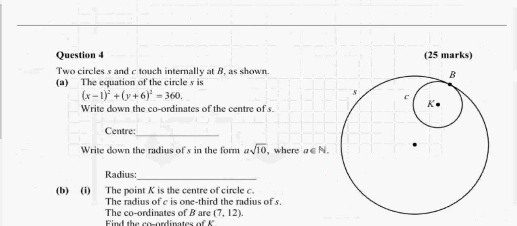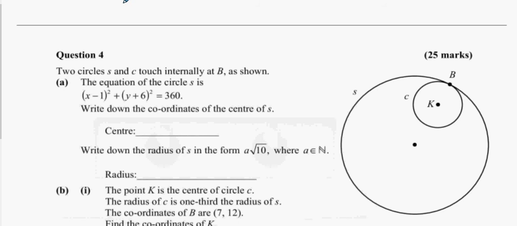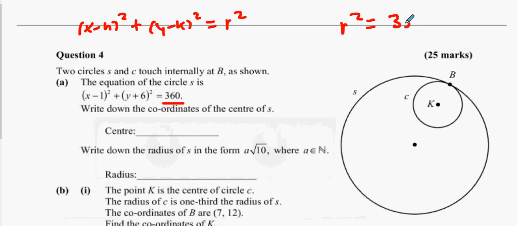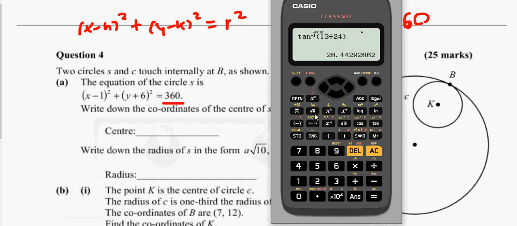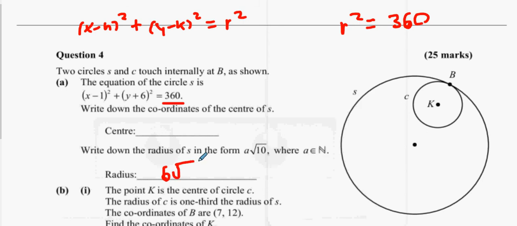Question 4. Two circles S and C touch internally at B, as shown. The equation of circle S is this much here. So what I can do with this is find the center of it. I'm going to compare it to (x minus h) squared plus (y minus k) squared equals r squared. Now, r squared equals 360. So I need to get the square root of 360 to find the r value, and that is 6 root 10. So 6 root 10 for the radius.